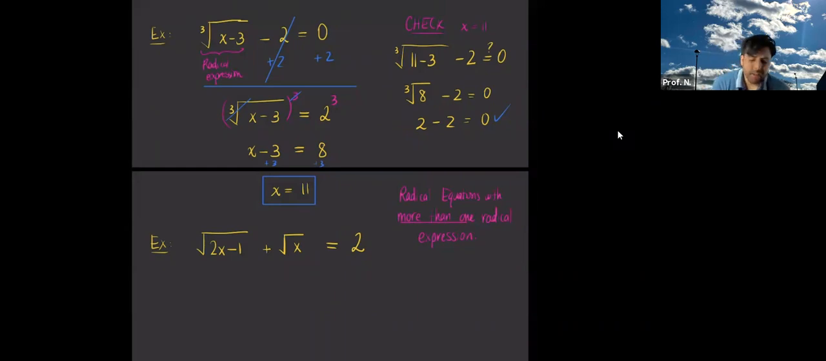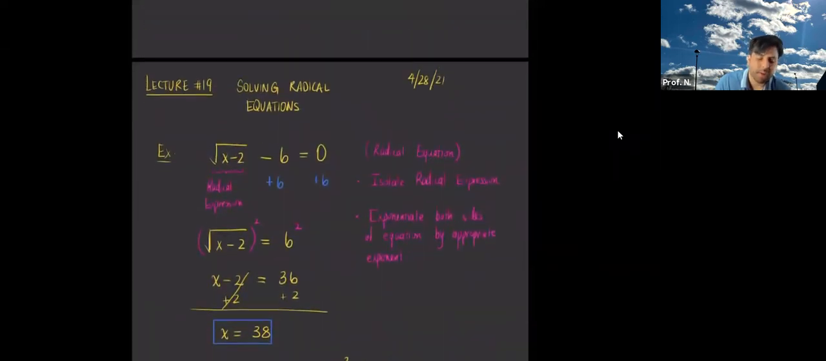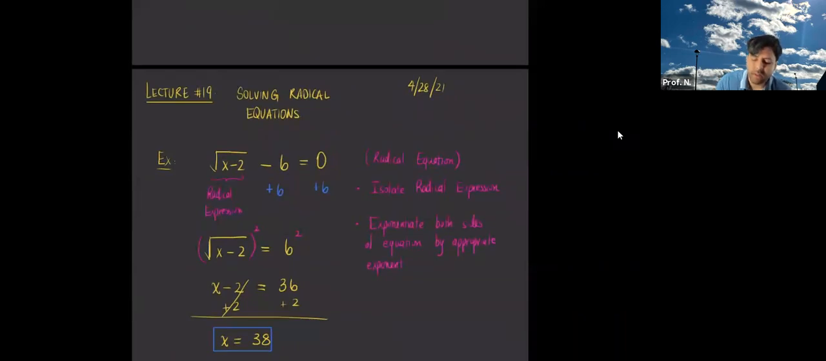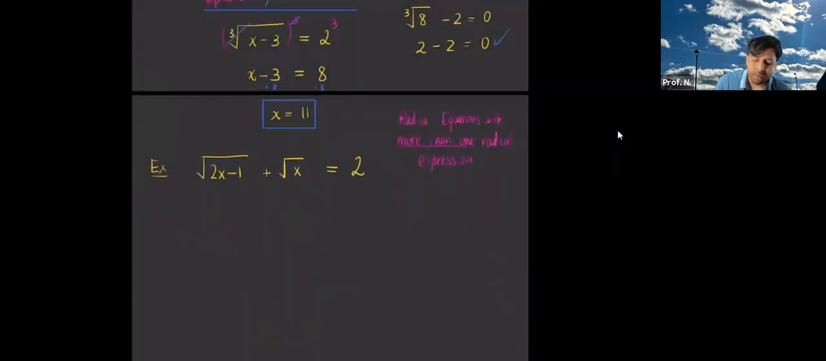So the thing is, guys, there's more than one way of going about doing this. But what's recommended is to do the following. In these examples, I want to get the radical by itself, right? I can't do that because I have two radicals. So what I'm going to do is put one radical on each side of the equation.